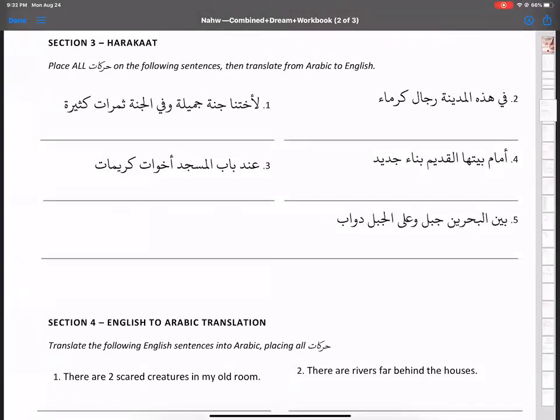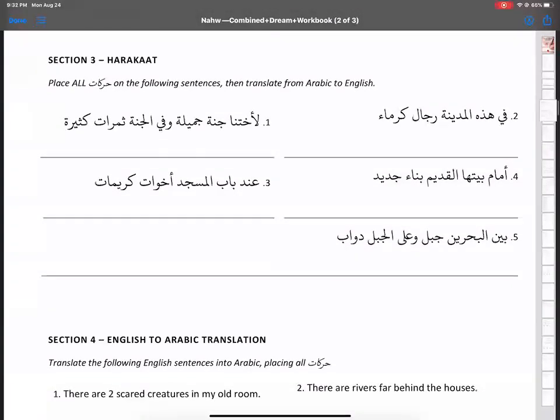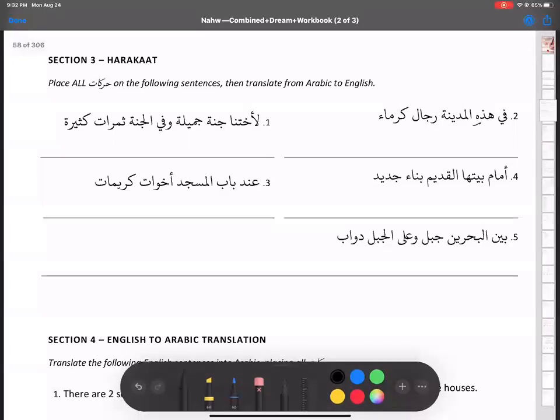We have to put irab on these words, and see if we can do that. Okay, so fee, we know this fee. So what should be after this fee? Fi hazihil Madina, rijalun kareema. Okay, fi hazihil Madinati. Yes. Madinati. Why Madinati? The name of it should be Madinati, because of fi.